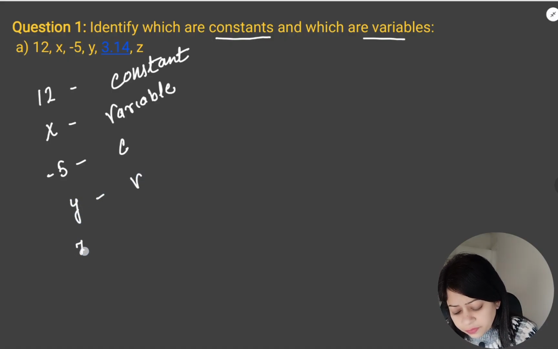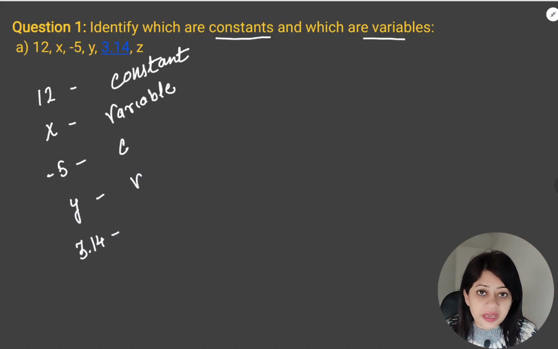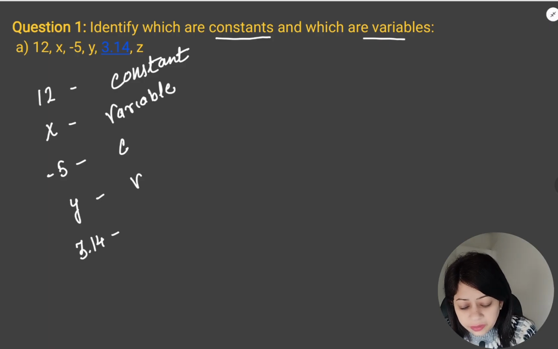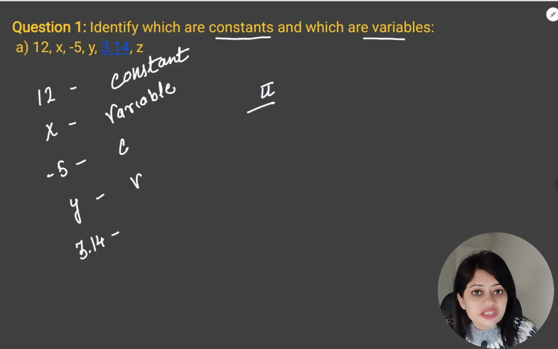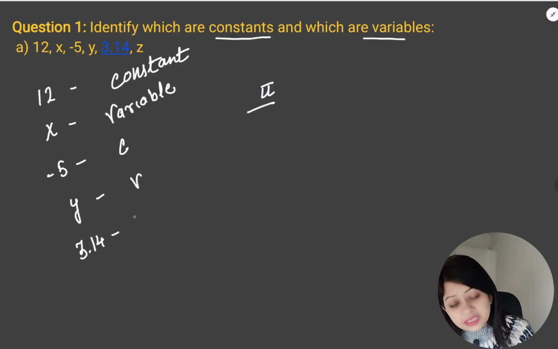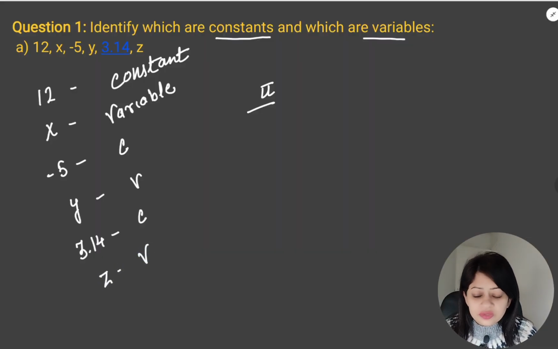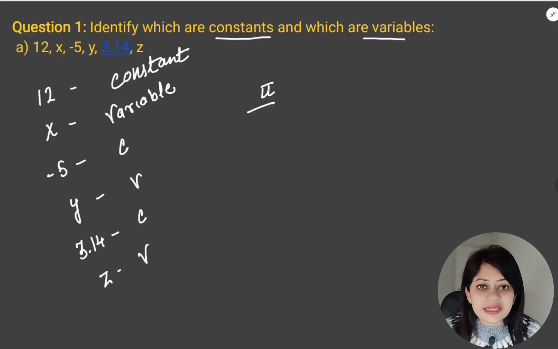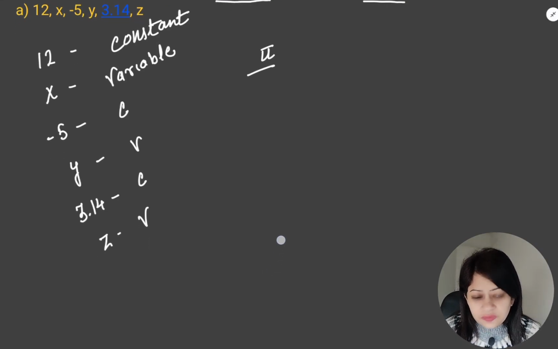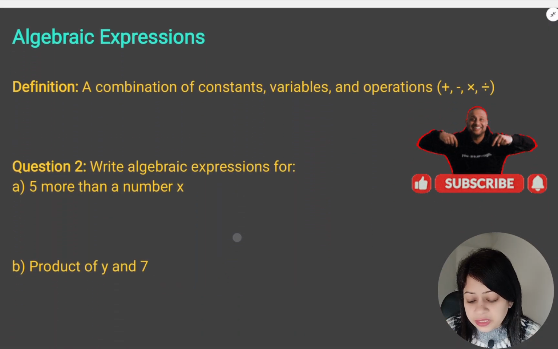What is 3.14? 3.14 is pi, right? Pi is an irrational number. Pi is also a constant, so it is a constant. And then we get z. Z is a variable. Okay, so likewise if I give you anything else as well, you can tell whether it is a constant or a variable, right? Okay, so this was easy, right? So if you are liking it, do press the like button.